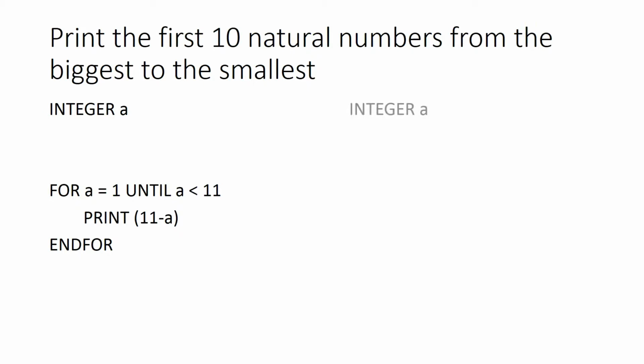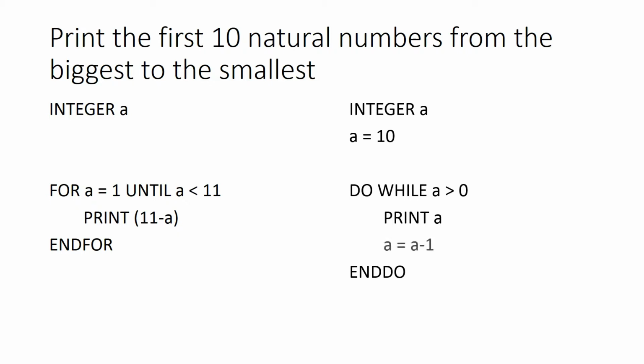Of course, we can do the same thing with a different loop. Let's suppose we want to use a do-while loop. So we will perform the loop, we will do the loop while variable a is bigger than 0. So we print a, in this case now equal to 10, the second line, and then after we print a, we change the value of a. So we just subtract 1, and then a now is equal to 9.